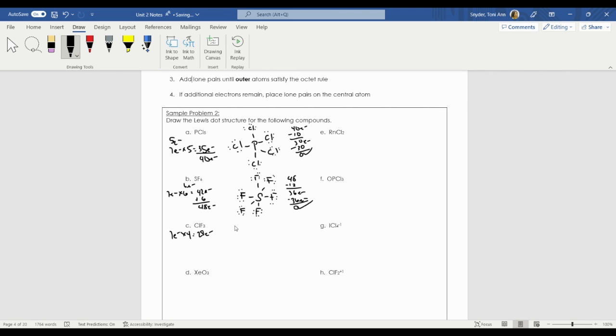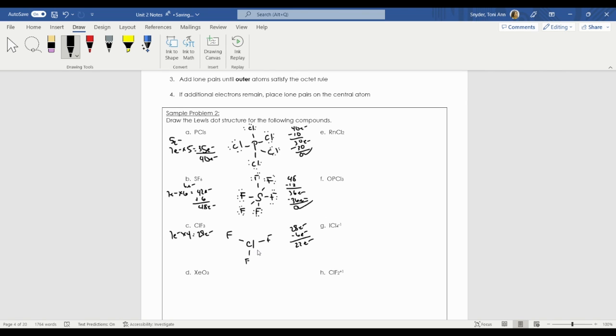Least electronegative goes in the middle. So in this case, actually chlorine is going to go in the center. And I'm going to bond those 3 fluorines to chlorine. And I have 28 electrons. So remember, let's keep track of all those. 28 minus 1, 2, 3, 2 each, so that's 6, gives me 22 electrons.